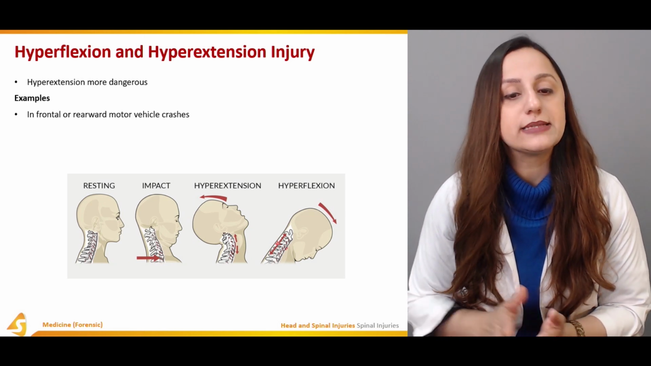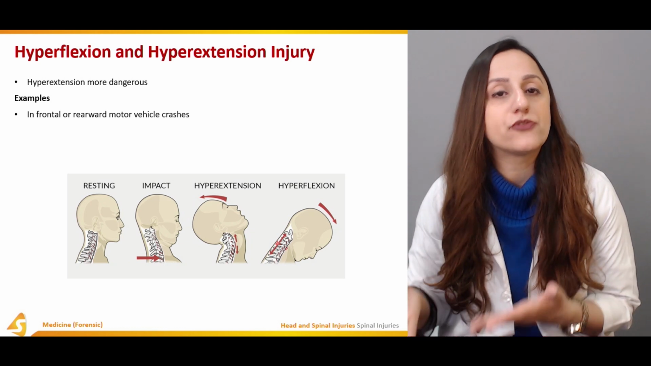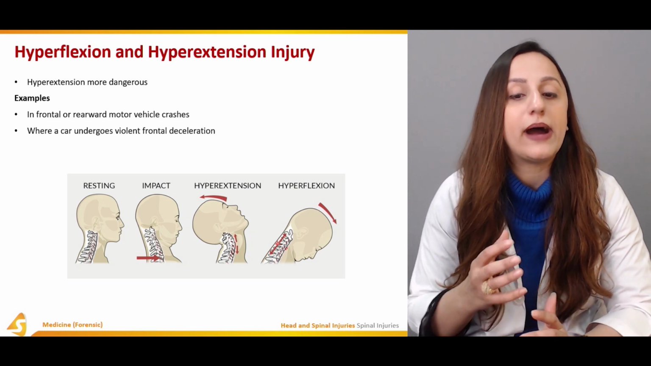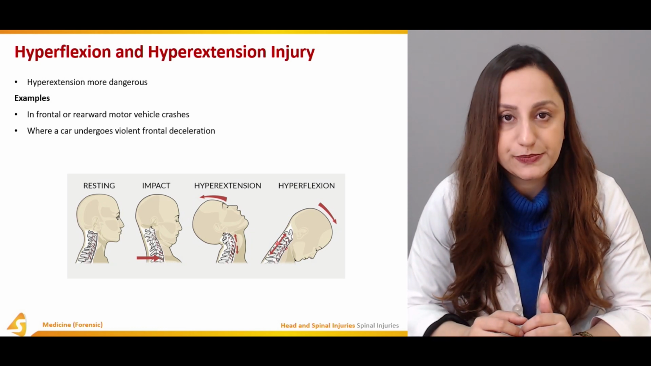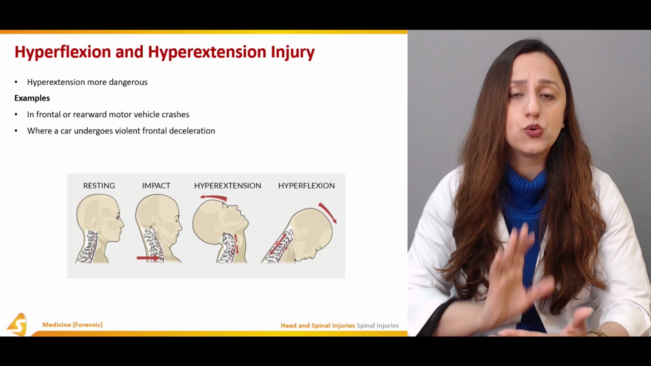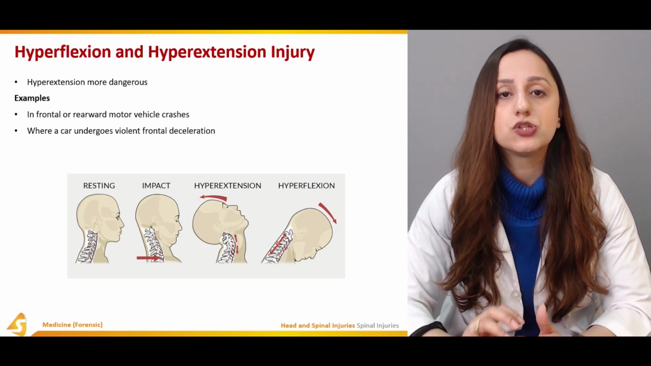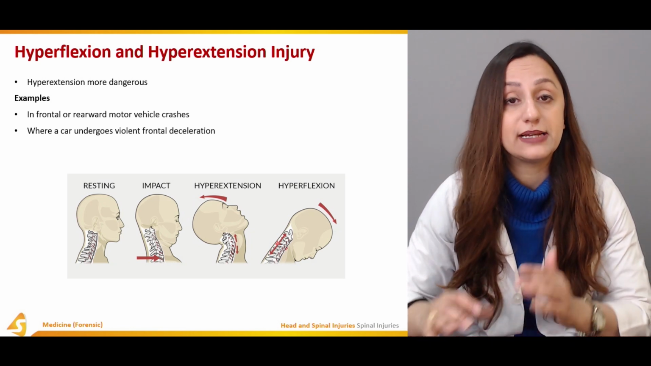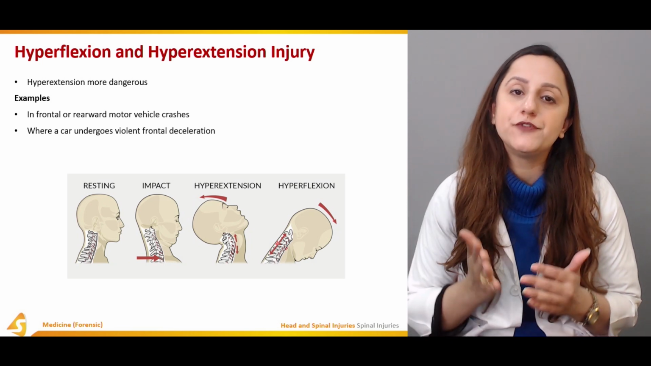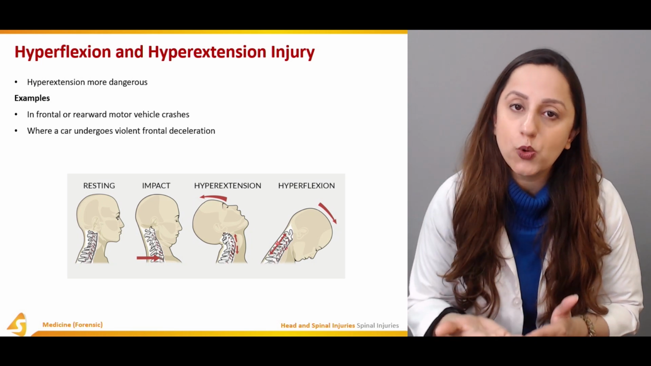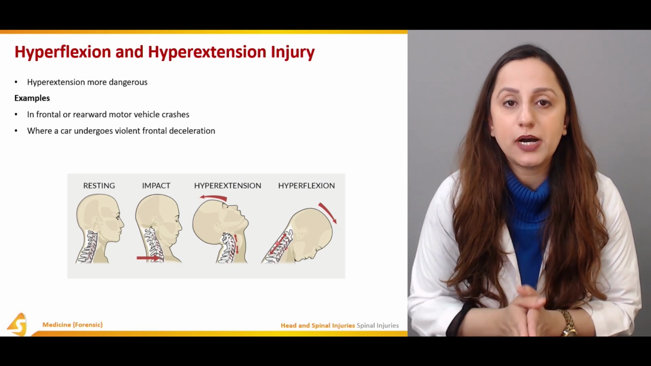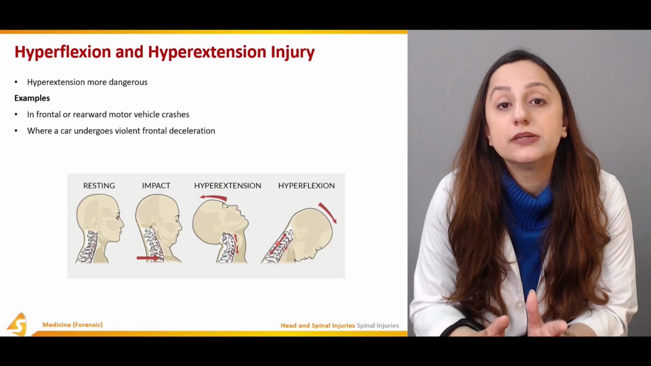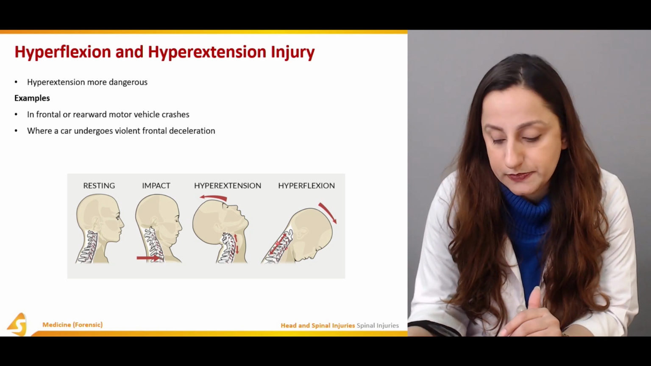And the examples are, for example, the frontal or the rearward motor vehicle crashes. There is a front impact of the motor vehicle, and a car undergoes violent frontal deceleration. So there is a frontal impact, and there will be a deceleration as the car is already moving. If it hits, there will be a sudden deceleration. Then there will be a hyperextension, and then the person will go into hyperflexion. And the most important part of the spine that will undergo that is the cervical spine. And that is the most damaging, the burst atlas phenomenon that I was already emphasizing.